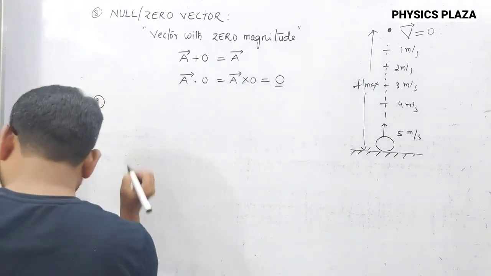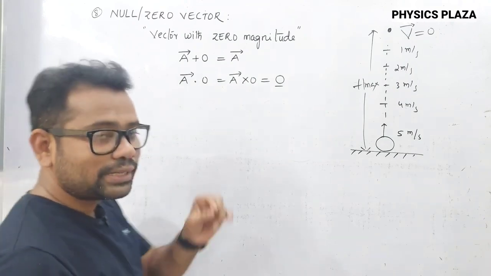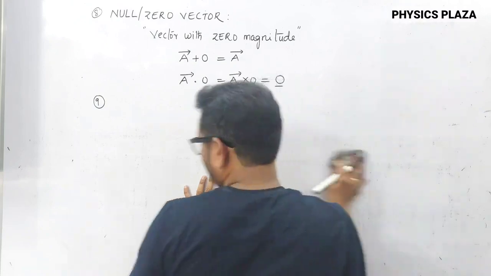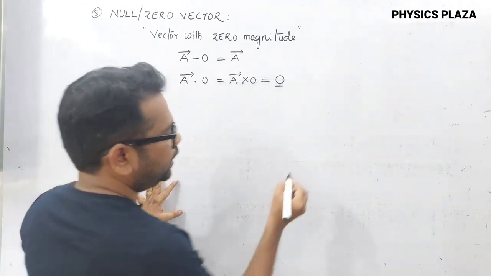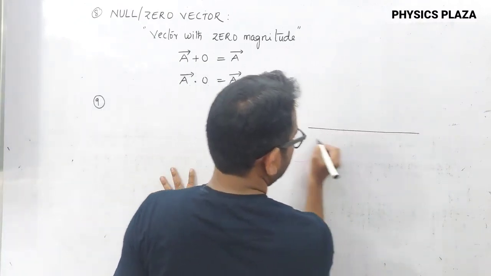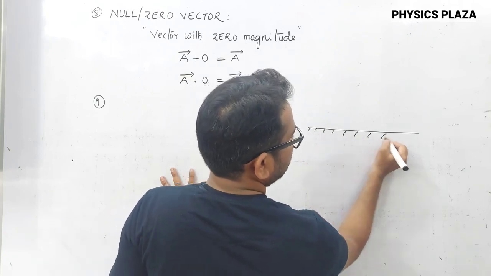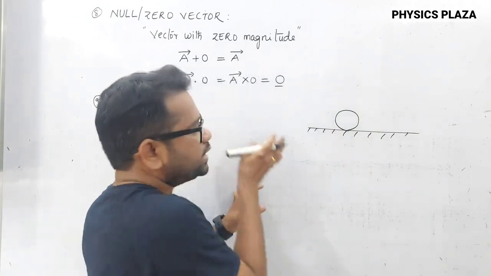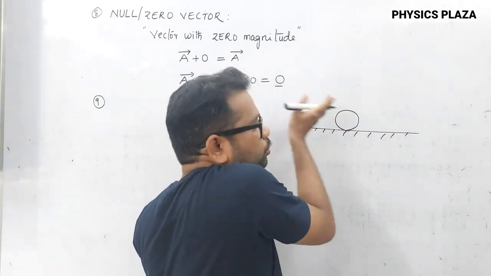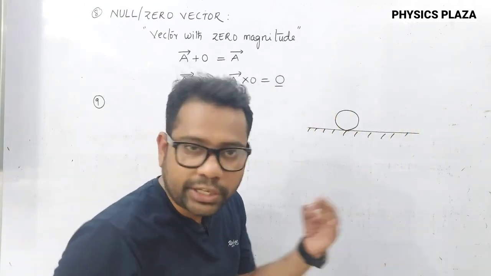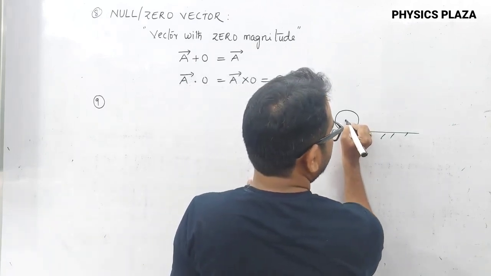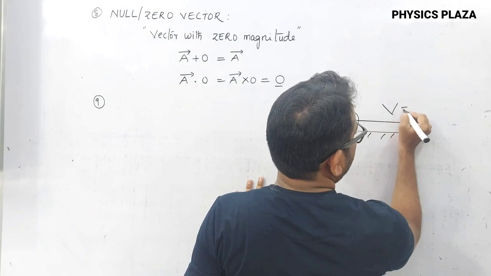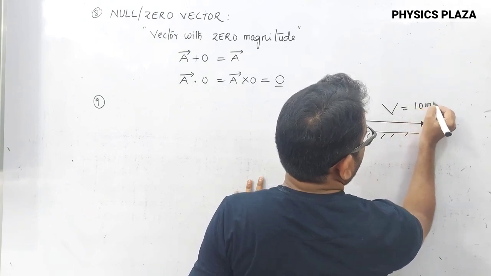Now children, let us take the ninth one. Before just writing the name of that particular vector, let us take an example so that we can 100% understand what it actually is. Look here, children. Here is a horizontal surface, and here is an object. Let us say it is moving horizontally towards the x-axis in this direction, with a velocity of 10 meter per second.